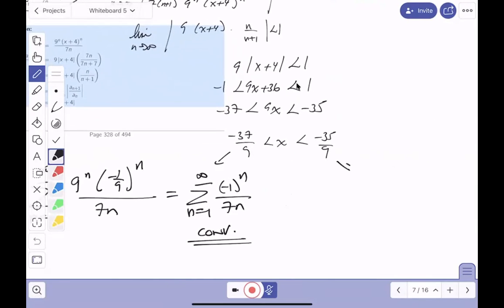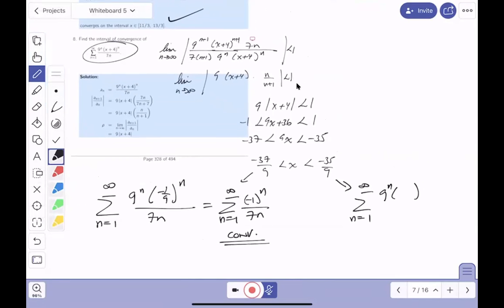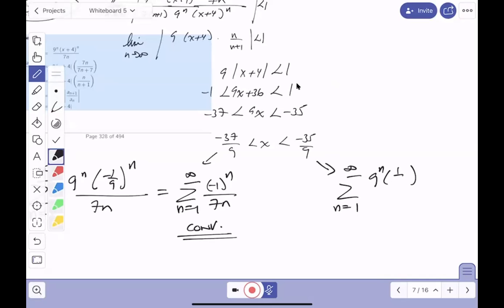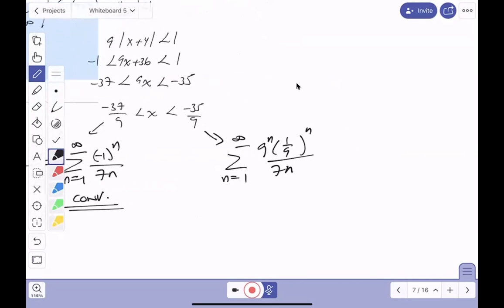Let's try this one, see what we come up with. And what do you get? Let's write it down. This is the sum n equals 1 to infinity. You would get 9 to the n, and minus 35 ninths plus 36 ninths is 1 ninth over 7n. And what do you get over here?